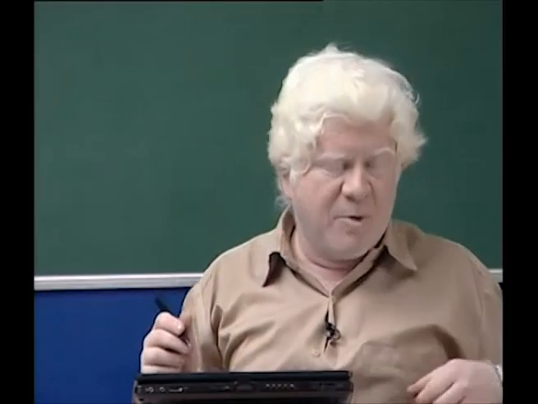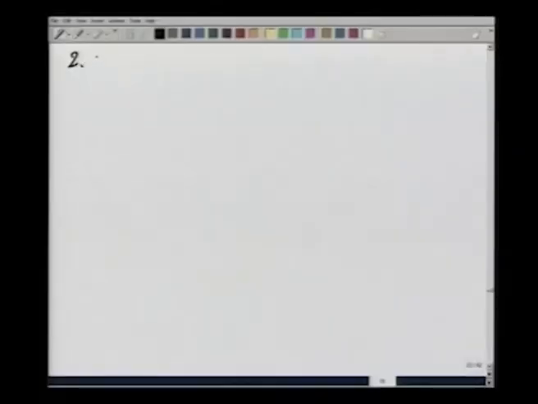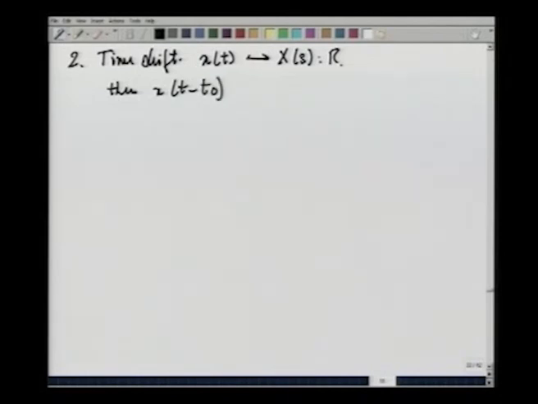Now, let us move on to some other properties quickly. Time shift. If xt has a Laplace transform xs with an ROC of R, then x of t minus t naught will have a Laplace transform of xs e to the power minus s t naught.